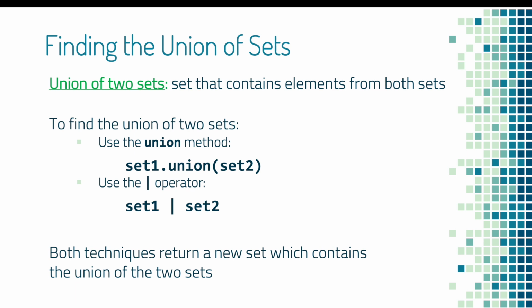So if I have a set 1 and a set 2, let's say set 1 contains A, B, and C, and set 2 contains C, D, E. If I get the union of the two, I'll have A, B, C, D, E. Notice how there's no two C's. Both of them had a C. That does not mean you get two C's back. You get one C back because, again, a set only can have unique values.